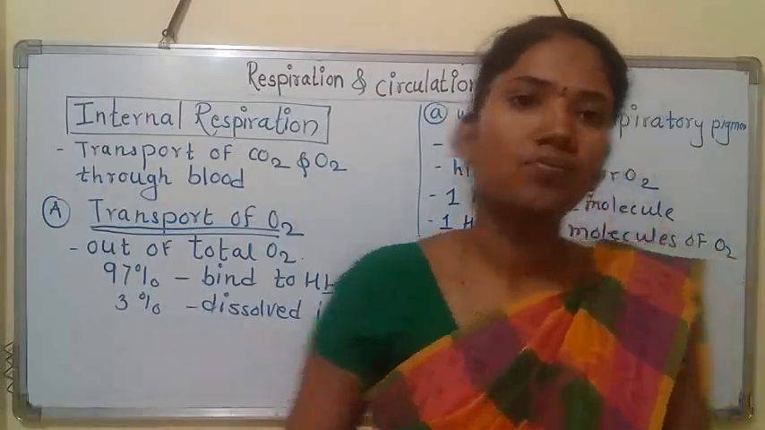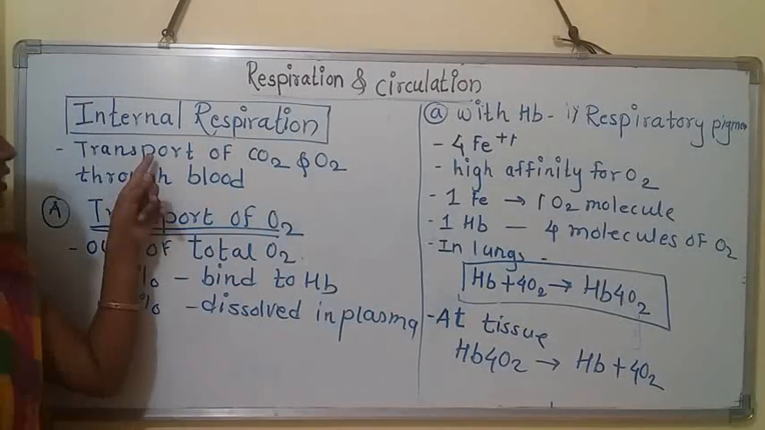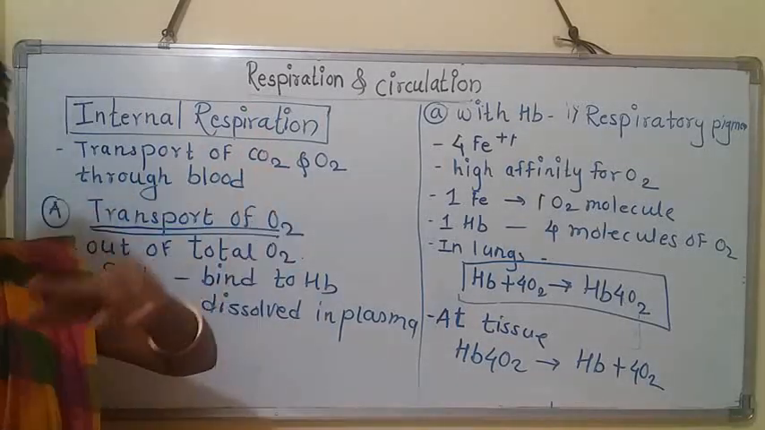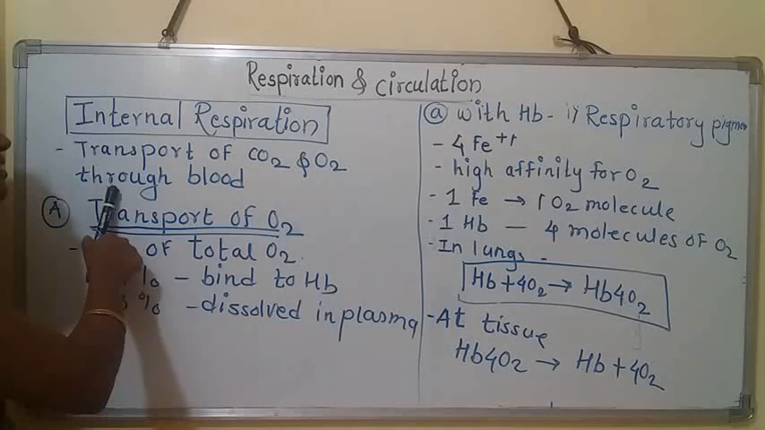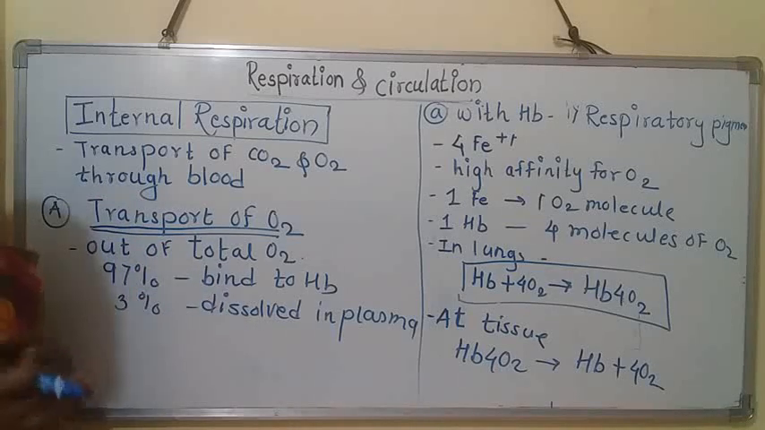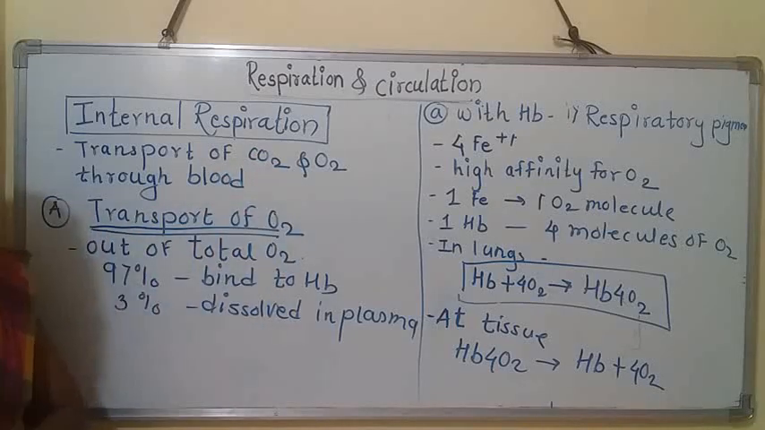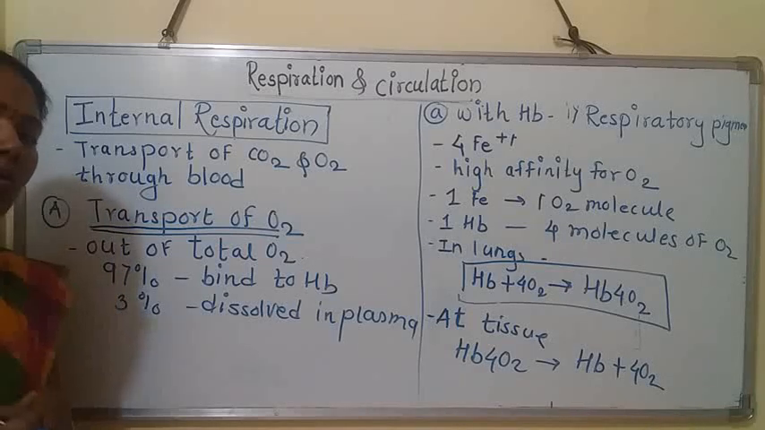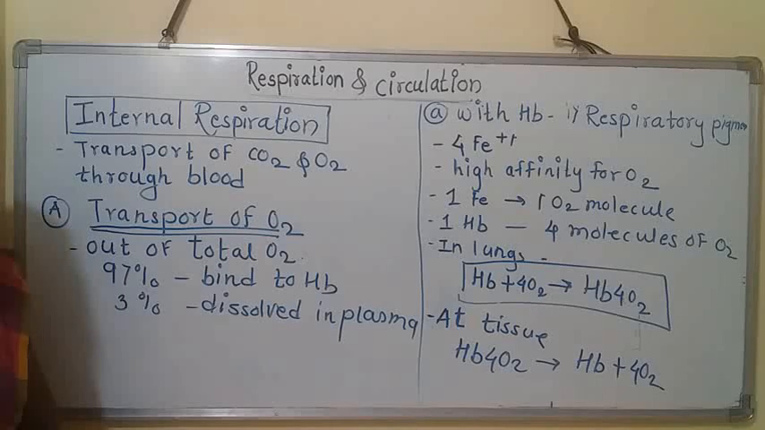So see carefully what we are going to learn in internal respiration. In internal respiration there is transport of 2 gases, one is CO2 and another is O2. These 2 gases are transported through the blood. While passing through the blood, there are various mechanisms to transport the oxygen or to transport the carbon dioxide. Out of these 2, first we are going to learn how oxygen is transported from the lung to each and every tissue.